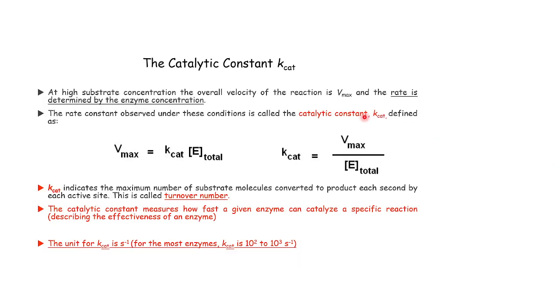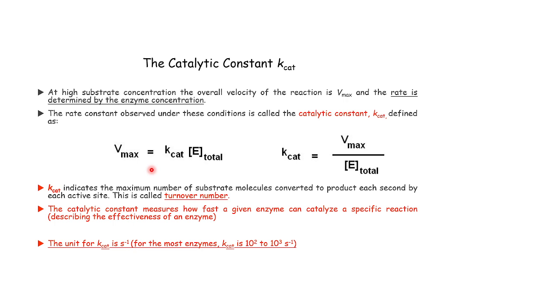Another important term which we also heard in the last class is Kcat, or the catalytic constant. At very high substrate concentration, when the overall velocity of the reaction is Vmax, the rate is determined by the enzyme concentration. The rate constant observed under these conditions is called the Kcat. So you can say Vmax equals Kcat into the total enzyme concentration, or if you cross multiply, Kcat equals Vmax by the total enzyme concentration. This is a very nice equation from which you can get a few numerical problems as well.